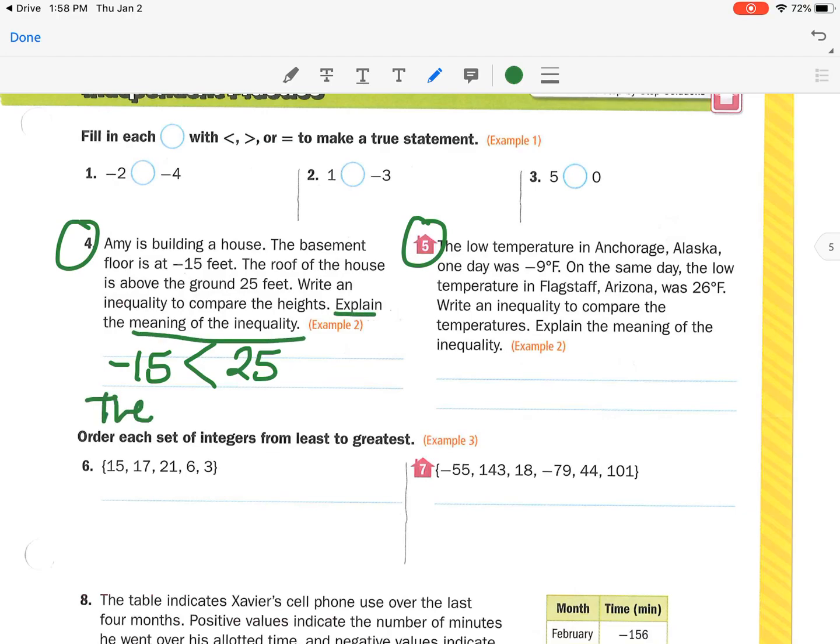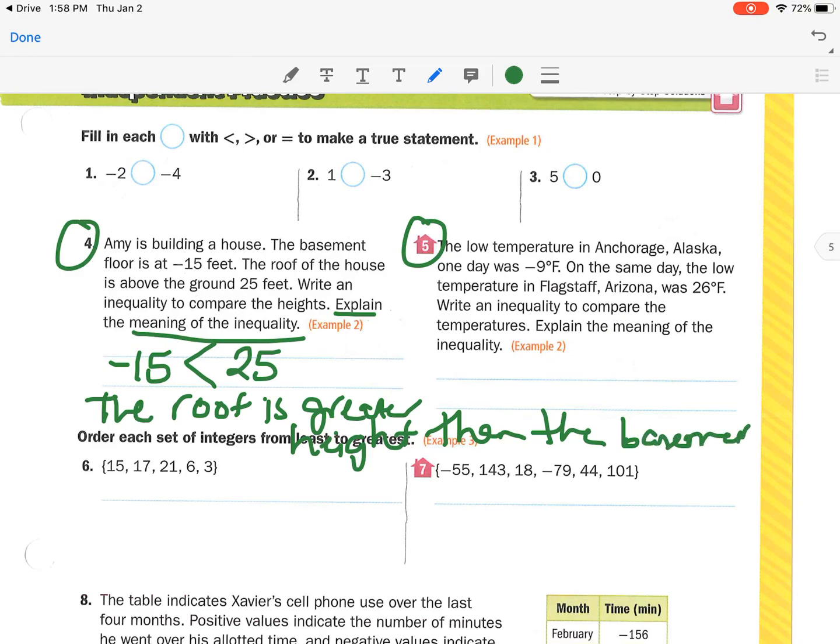So explain the meaning of the inequality. Basically, the roof is greater height than the basement. You could also say that the basement is of less height than the roof, obviously. So you can flip it however you want to say it. It doesn't matter one way or another, because even if you have 25 is greater than -15, that's still the exact same inequality. All right, let's take a look at number 5.